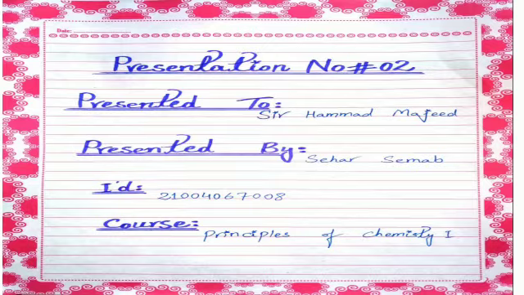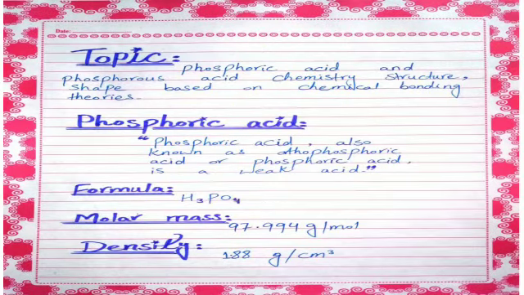Today my topic is about phosphoric acid and phosphorus acid. We will discuss their structure and shape based on chemical bonding theories. Firstly, we will discuss phosphoric acid. Phosphoric acid, also known as orthophosphoric acid, is a weak acid. Its formula is H3PO4 and its molar mass is 97.994 gram per mole. Its density is 1.88 gram per cubic centimeter.